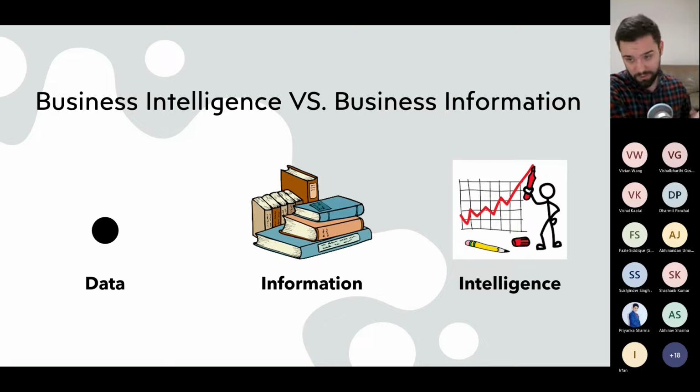So if information is a story, which is why I have a book here, then intelligence is a picture or a photo. And it actually is, if you're selling to more people in a specific department, then intelligence answers why that might be happening.